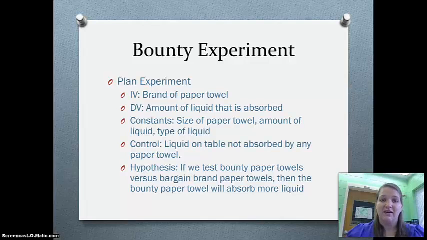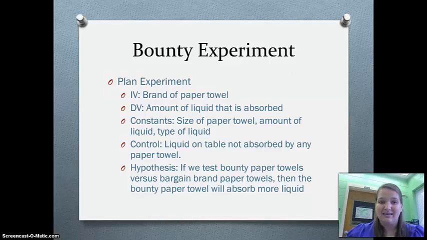First, we need to identify the variables. The independent variable, or the test variable, the one thing we're changing in the experiment, is going to be the brand of paper towel. That's the only thing that's going to change. The dependent variable, or the outcome, is going to be the amount of liquid that is absorbed by the paper towels. This is going to depend on the brand of paper towel, so it's dependent on the independent variable.